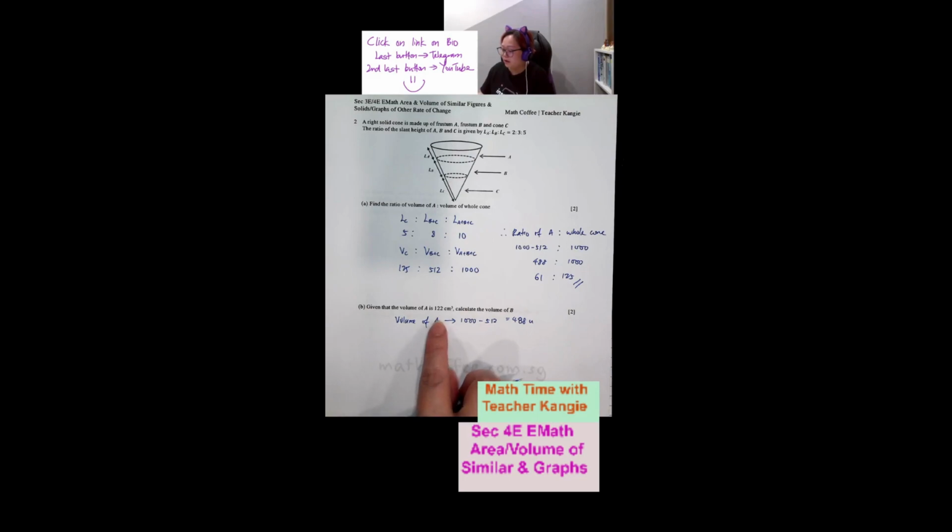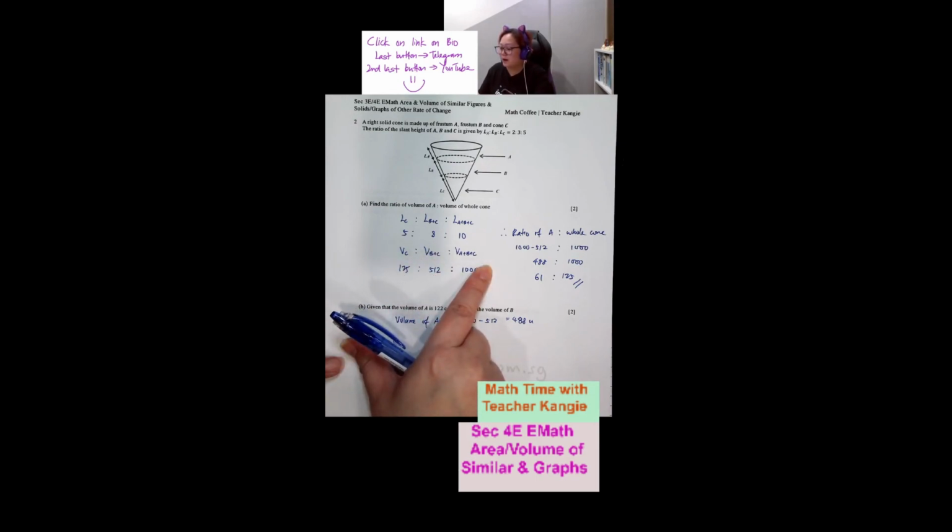Okay, then before, I know that 488 units is 122 cm cubed, but now what is my volume of B? Okay, so now to find volume of B, can you tell me with these three numbers here, which two numbers should I minus in order to get the frustum B? Should I take 512 minus 125? 1000 minus 125, 1000 minus 512, which one? I want to get B.